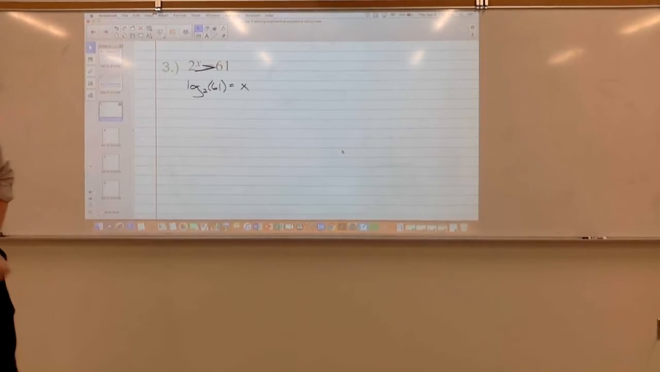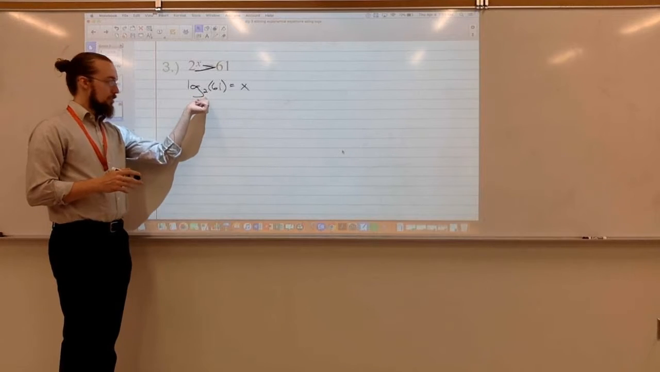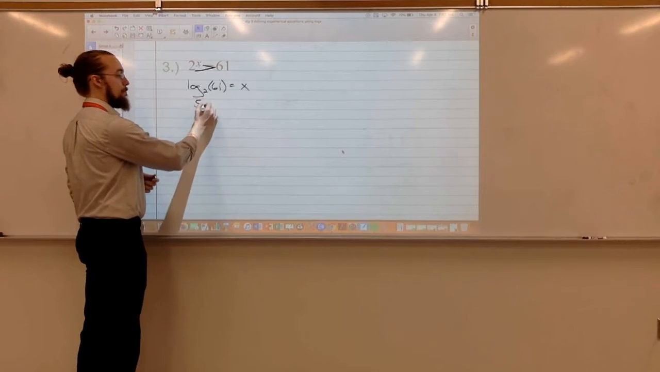Okay, so on your graphing calculator, if you press the math button and then scroll all the way down to A, it says log base. So math, and then scroll all the way down to log base. Then you can input log base 2 of 61. Say it again for me. 5.93.